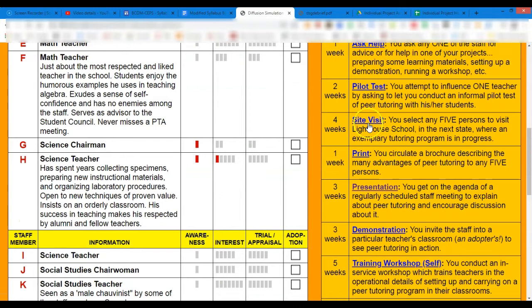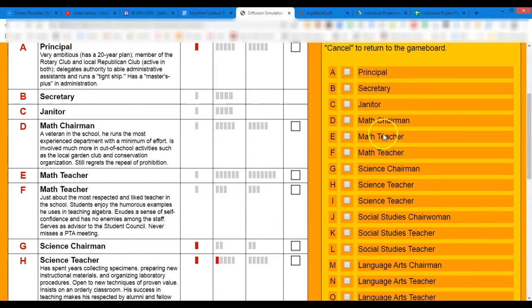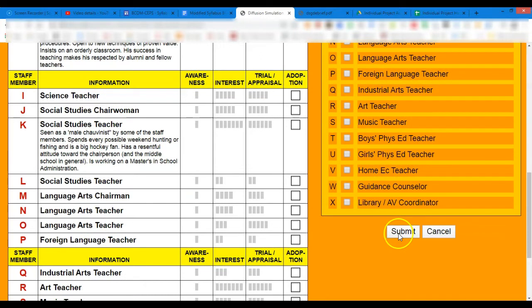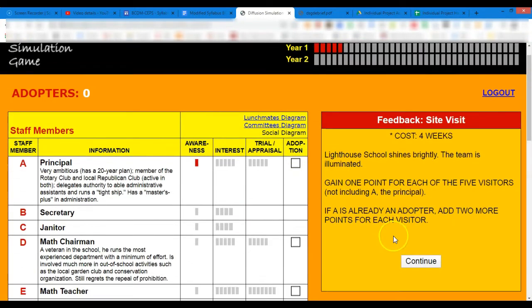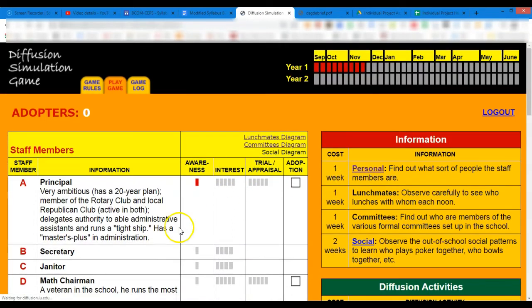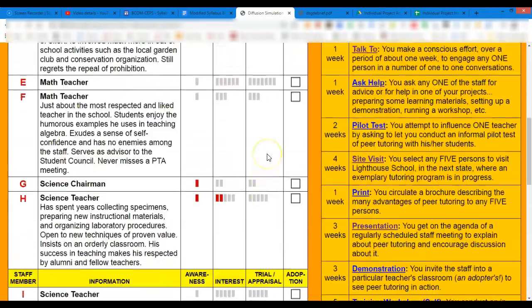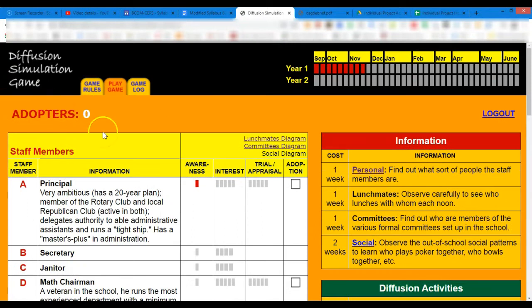I want you to use site visit, meaning that you go there. Site visit to whom? To math, to the science teacher. Okay, site visit, I will visit the guy, submit. Right now, science teacher has this much interest, only one interest. But now let's see, now he has 2. Now keep doing that till the guy adapts. You can see on the top here, I have 0 adapters.